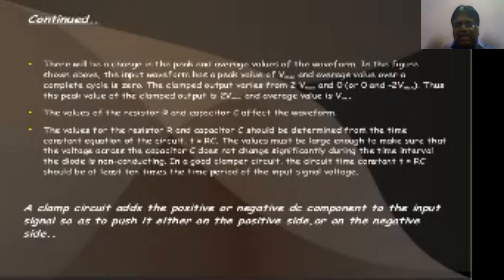Okay. So here our main objective of the clamper is to shift the signal upward or downward. A clamper circuit adds a positive or negative DC component to the input signal so as to push it either on the positive side or on the negative side. Please remember this very, very important point.